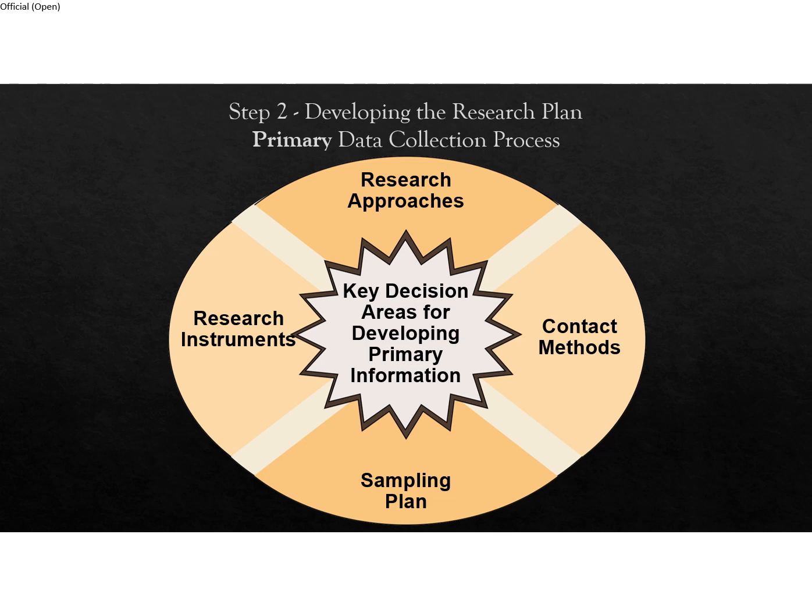Next, we're going to look at primary data collection. In this part, we're going to focus on the key decision areas for developing a primary source of information. First is to look at the research approach, then look at the contact methods, and we're going to come up with the corresponding sampling plan as well as the research instruments. We'll be looking at each of these key decision areas in detail in the subsequent slides.